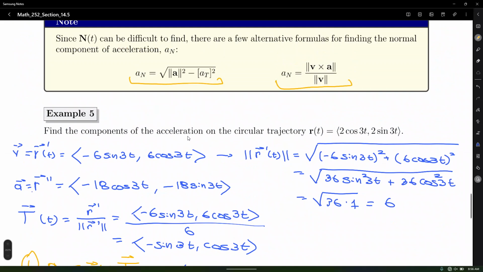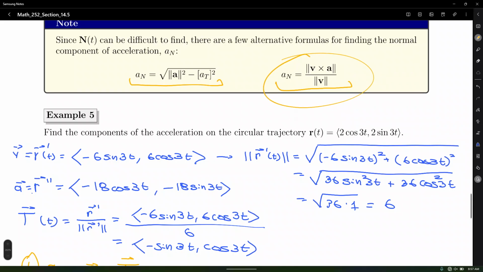However, the purpose here is to use one of the alternatives. Typically one of the alternatives is easier than the first one, and the second one is easier than the first one. Look at the first one: it involves a radical, the magnitude of the acceleration squared minus the result from part A, the tangential component of the acceleration. With an addition or subtraction of rational expressions with different denominators, that's going to be a big algebra problem. So I'm going to use the second version.